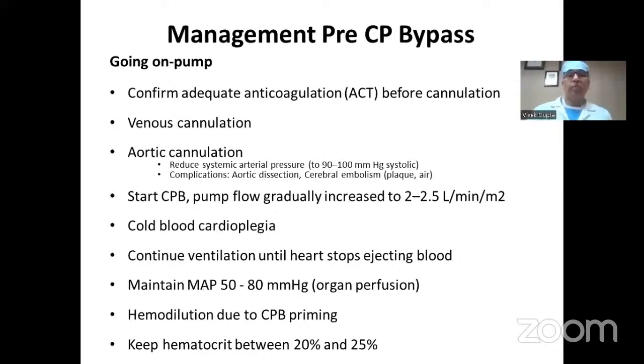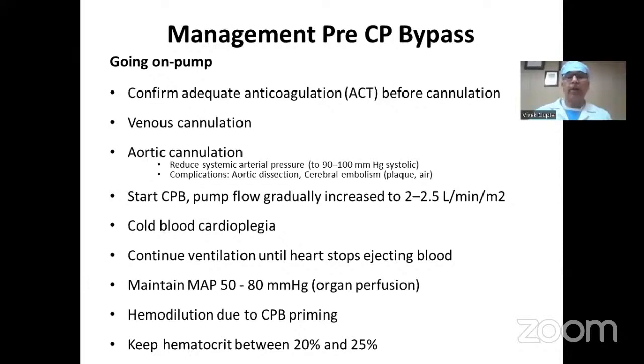How do we manage when we are planning to go on bypass? Make sure that adequate heparinization has been done and ACT is above 400. While the surgeon is doing the venous cannulation, make sure that there is no arrhythmia. When they are doing the aortic cannulation, bring down the systemic blood pressure to around 90 to 100 millimeter of mercury systolic, because there is a risk of aortic dissection, or there can be a risk of emboli because of clot or air. So one should be careful while the surgeon is cannulating.